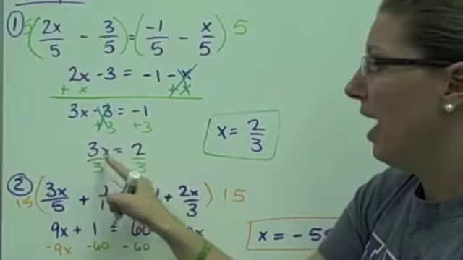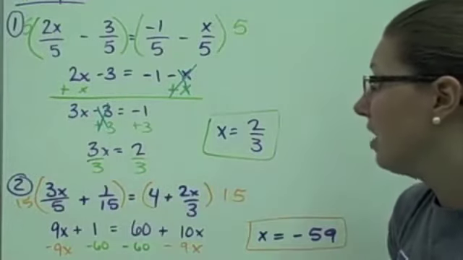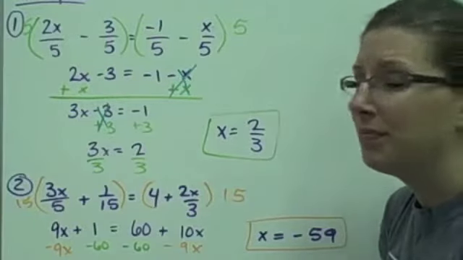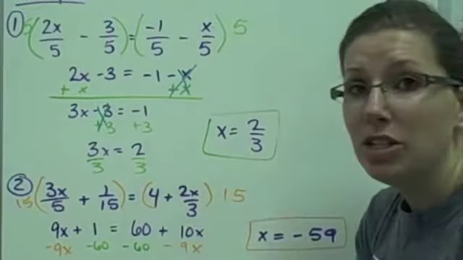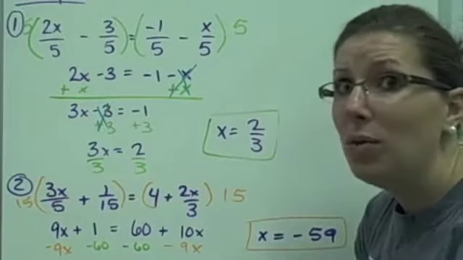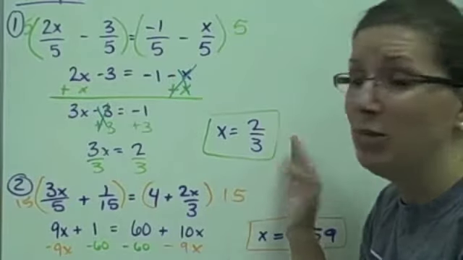And that gives me 3x equals 2. And I'm just going to divide by 3. And my answer is actually a fraction. And that's okay. x equals 2/3. As long as I check it, I can check it using my calculator, plug it in, and it will work out. So it's okay to have some answers as a decimal or a fraction.